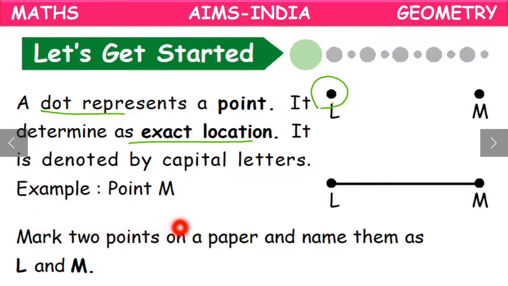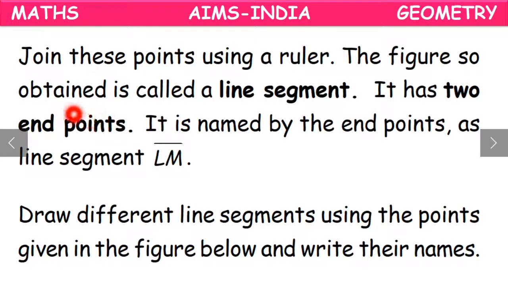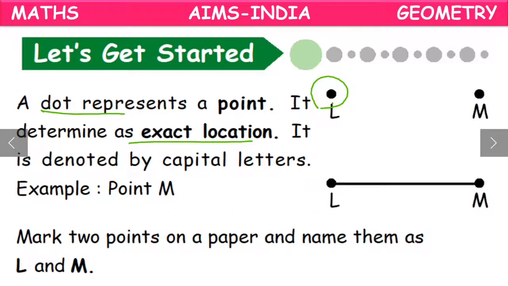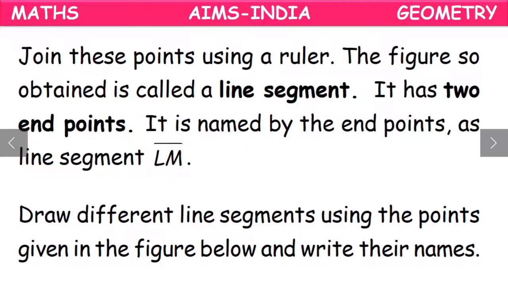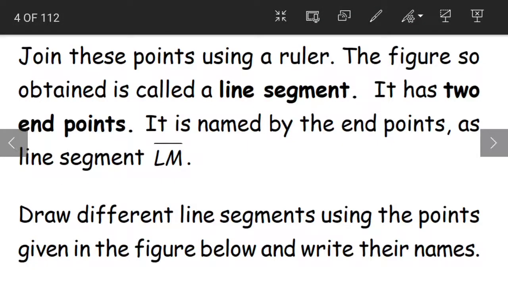Mark 2 points on a paper and name them as L and M. Now what is the activity here? We have to mark 2 points. This is point L and this is point M. Now join these points using a ruler. The figure so obtained is called a line segment. What are they saying? See here, what did we do? We are marking 2 points, point L and point M, anywhere.